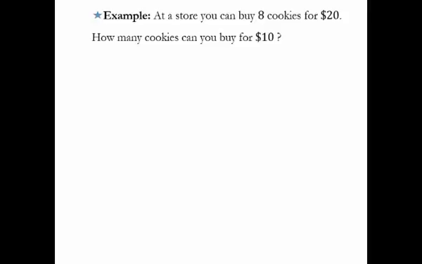Okay, so let's do a very quick and easy example, one that I bet you could all do in your head. At a store, you can buy 8 cookies for $20. How many cookies can you buy for $10? Of course, 4, right? Because what you probably did in your head was say that 10 is half of 20, so I should be able to buy half of 8 cookies. That's proportional reasoning. That's exactly what you did.